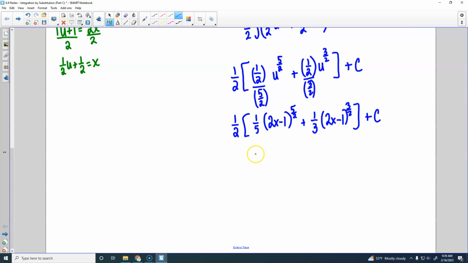They may distribute and give you 1/10 2x minus 1 to the 5/2 plus 1/6 2x minus 1 to the 3/2 plus c. They might do that.